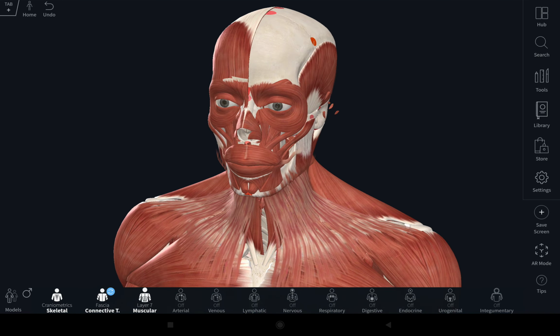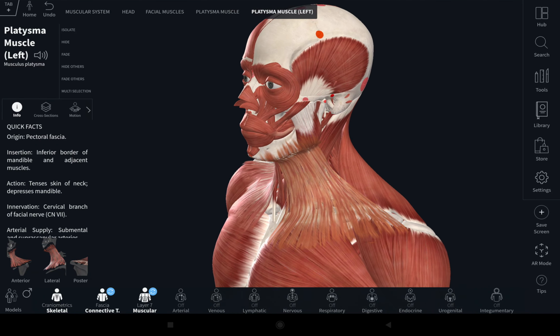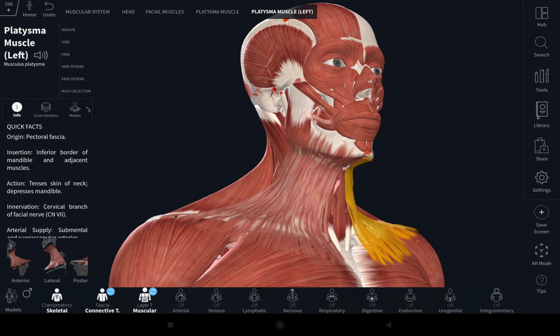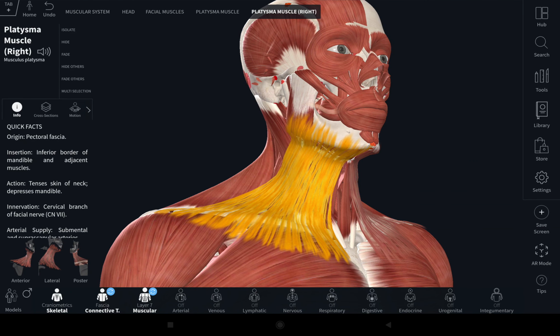There is a big muscle extending from face to upper chest. See here, this big muscle is called the platysma muscle. Look carefully. This is the platysma muscle of left side, and this is the platysma muscle of right side. This is the platysma muscle.